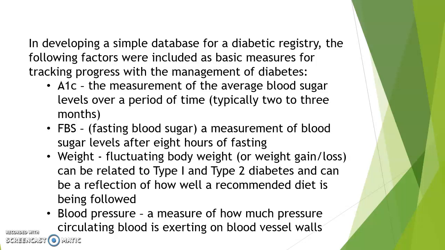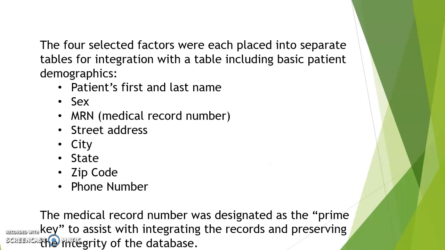measures for tracking progress with the management of diabetes: the A1C, FBS or fasting blood sugar, weight, and blood pressure. The four selected factors were each placed into separate tables for integration with a table which included basic patient demographics. This week, the patient's sex was added to those demographics in order to create the files that were requested.